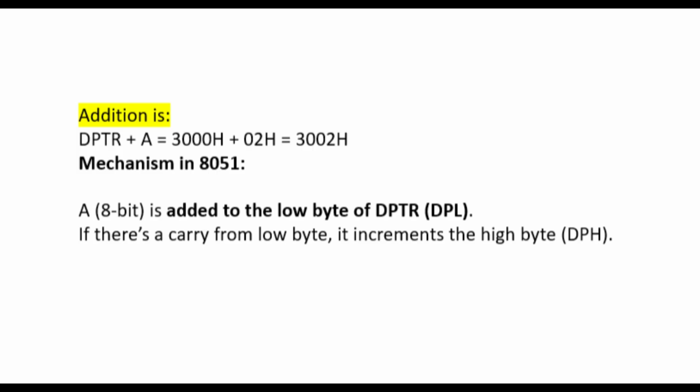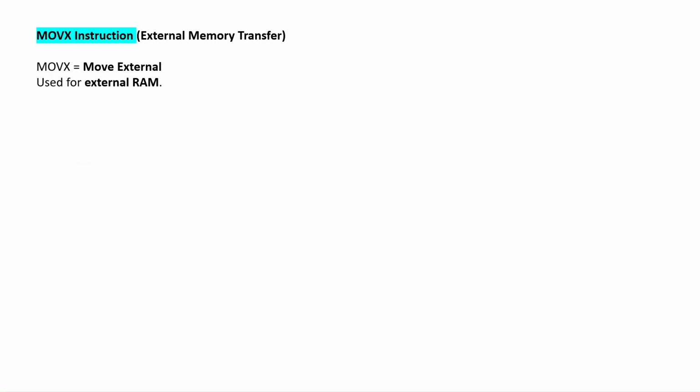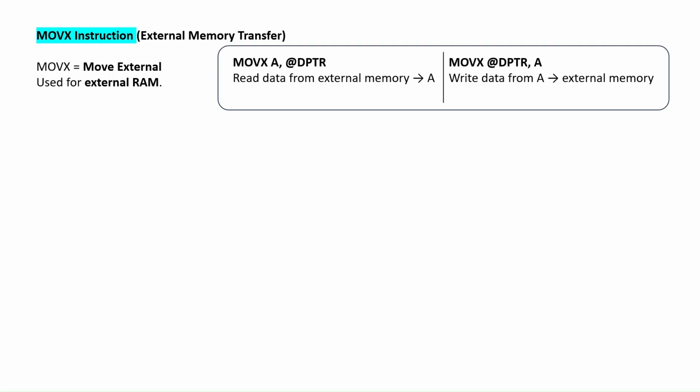the accumulator A. MOVX instruction. The MOVX instruction is used to access external memory. Example: MOVX A, @DPTR. This reads data from external RAM into the accumulator. Example 2: MOVX @DPTR, A. This writes data from the accumulator into external memory.